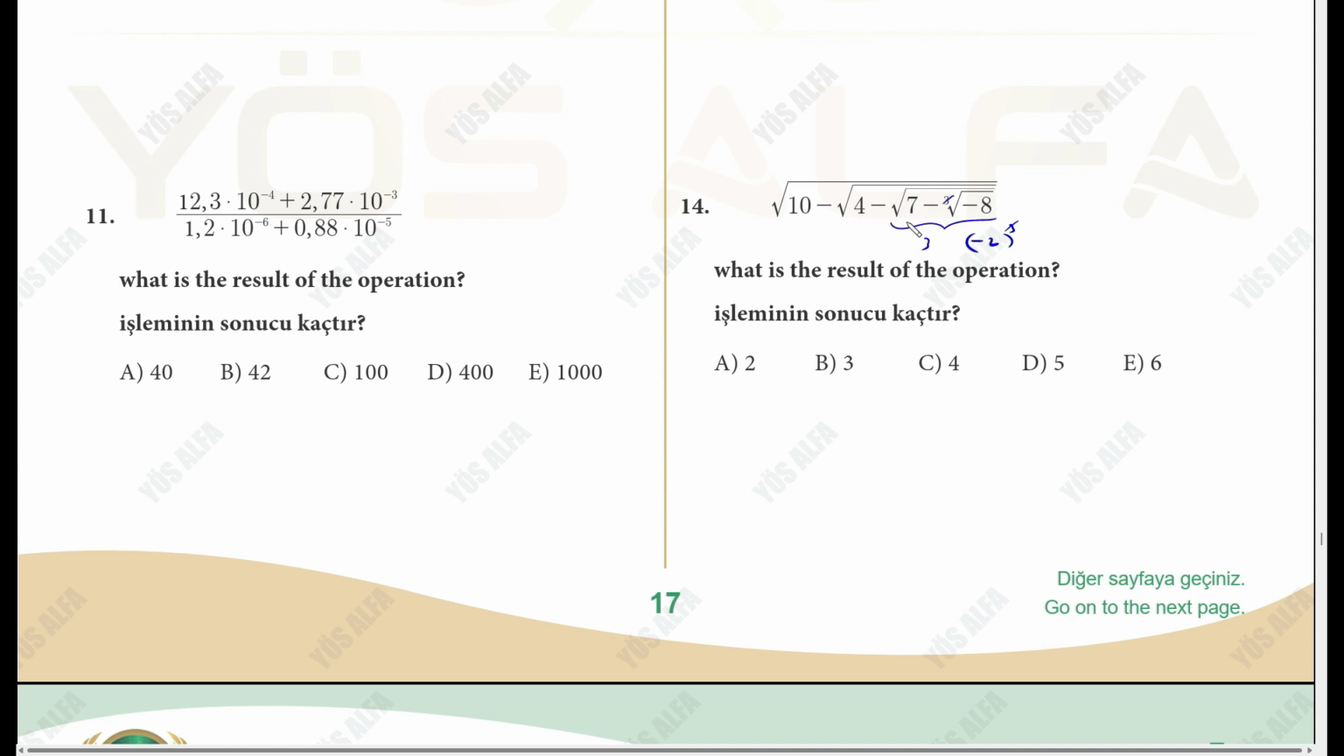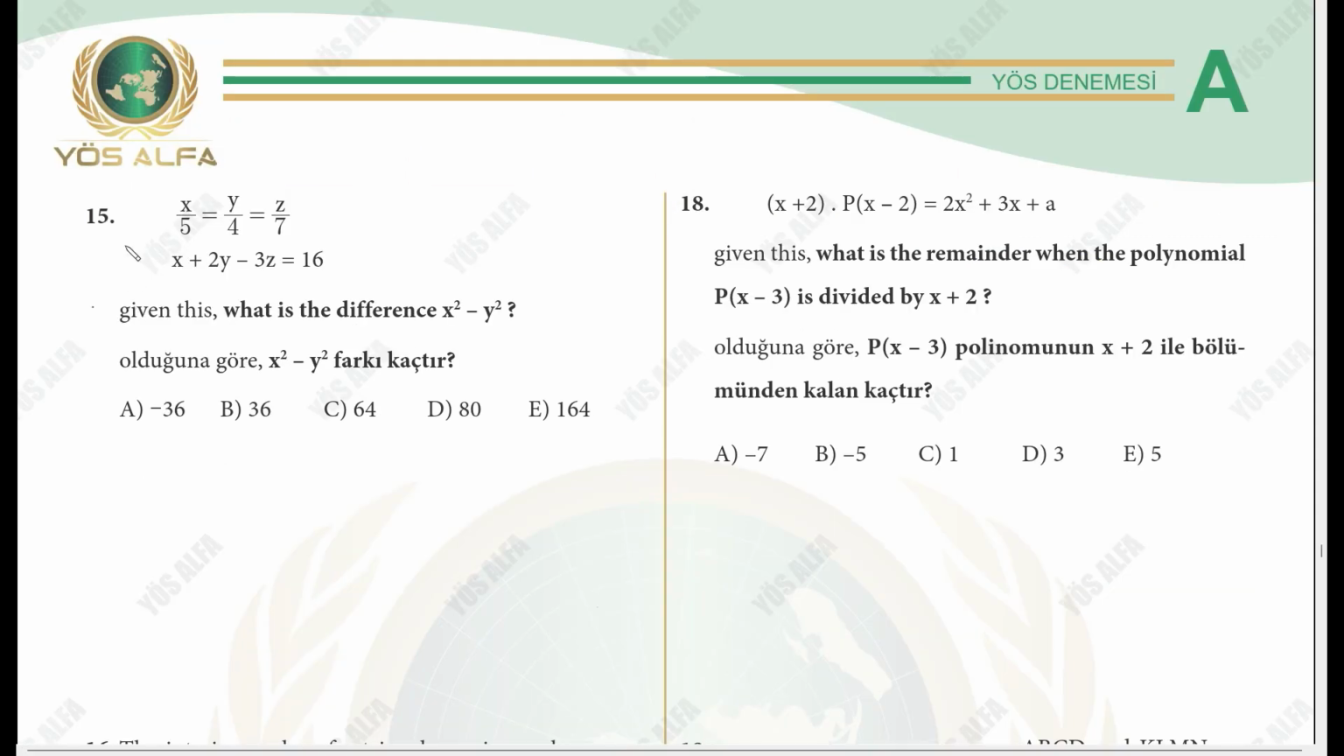So 4 minus 3 is 1. Square root of 1 is again 1. So 10 minus 1 is 9. There is a square root above 9, so our answer is 3. Number 15. Given this expression, what is the difference between x squared minus y squared?